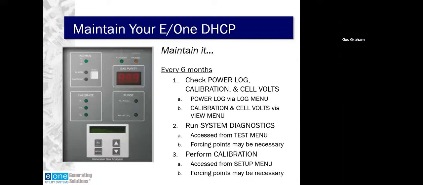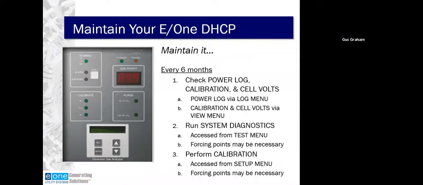The next thing to do is to view your calibration parameters and your cell voltage. Those are viewed through the view menu. One of the best practices would be to keep a logbook to have a history of this information, and then be able to refer back to it on the every 6-month check, and to have it available when you call into E1 if there were a problem.